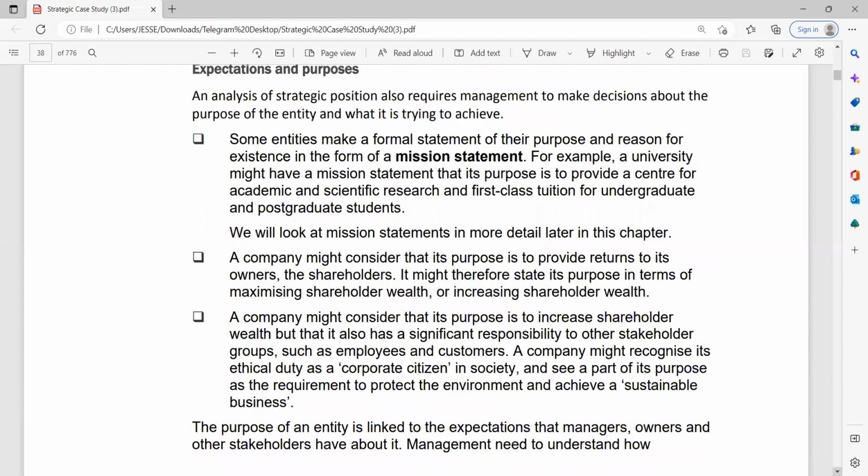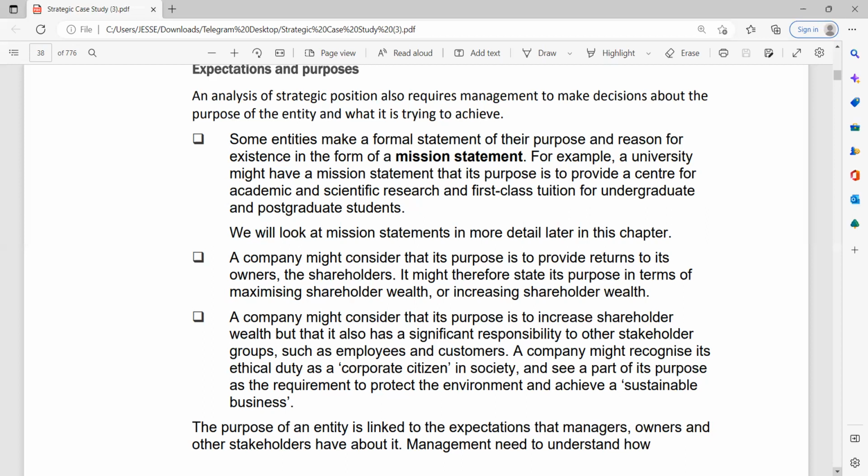An analysis of the strategic position also requires management to make decisions about the purpose of the entity and what it is trying to achieve, right? We can't talk about position without talking about purpose. Position and purpose, right? So how do organizations capture their purpose? They capture it through what we call a mission statement. A mission statement is basically a formal statement of the reason for the existence of the company, or the purpose of the company. That's what a mission statement is all about, right?